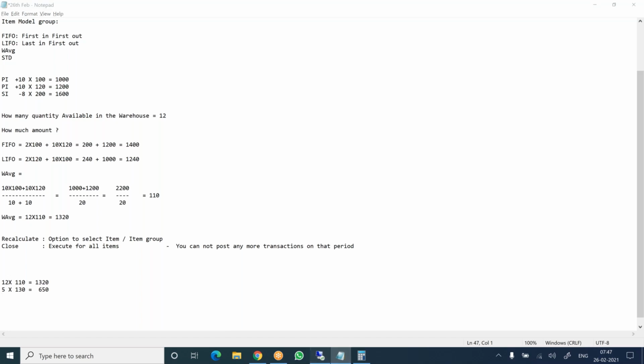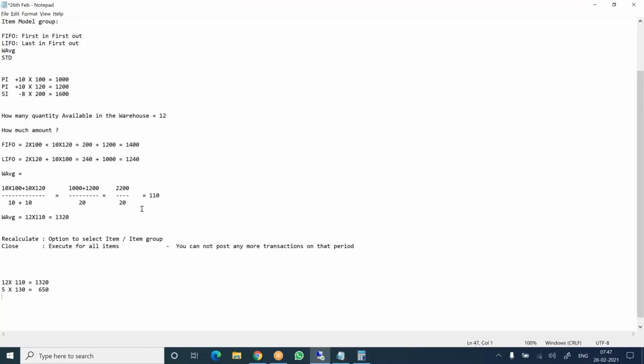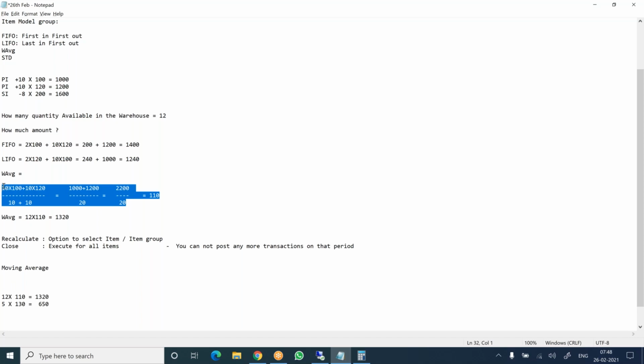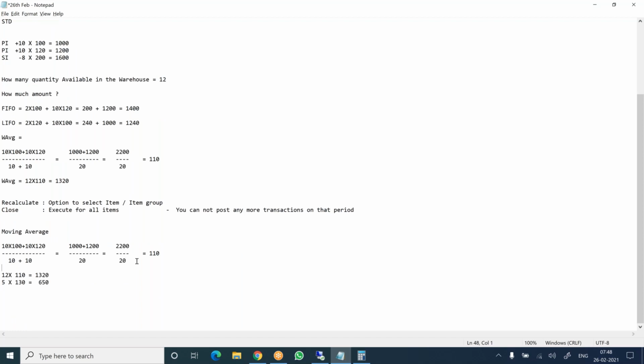Clear this first: the difference between weighted average and moving average. But for moving average to arrive at the weighted average, it has to be 1320 in this example. So how will it arrive at that 1320 if weighted average is not selected? No, moving average means weighted average only. So moving average first calculates like this. The same. Okay.